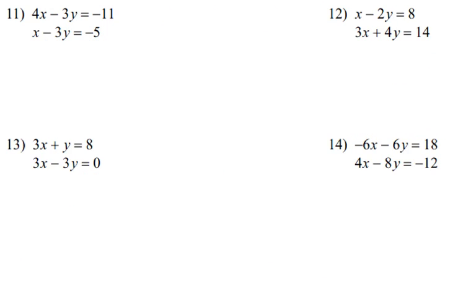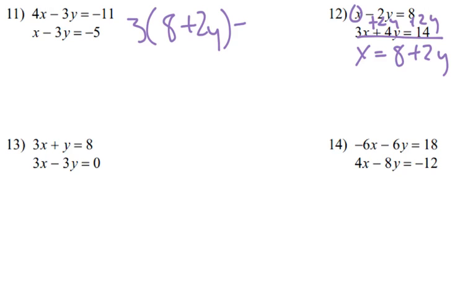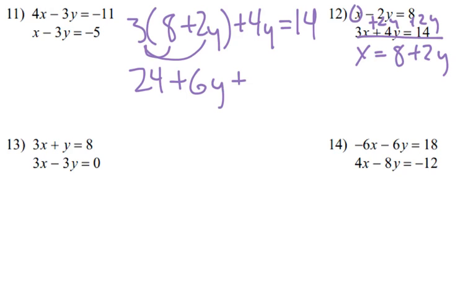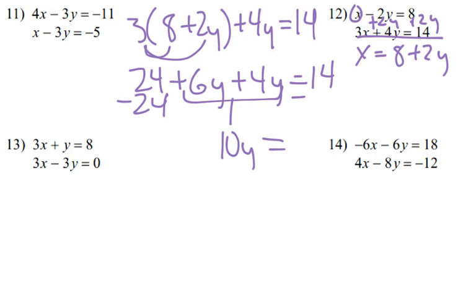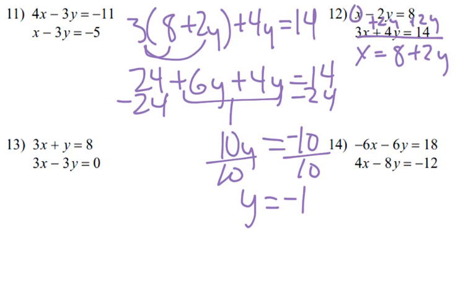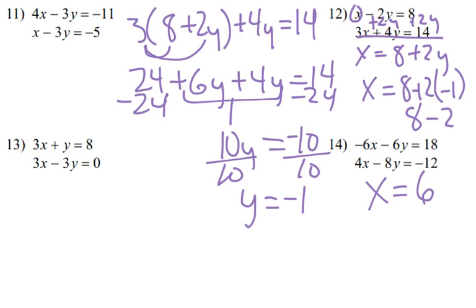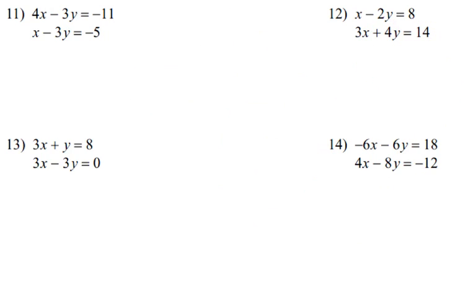Alright, so 12, I want to get this x by itself, so I'm going to add 2y to both sides. So I end up with x equals 8 plus 2y. So now I can replace that x in this one with 8 plus 2y. Remember, the whole point is to get it so you only have one type of variable, which then when you simplify, you can actually solve it. That's the whole point here, is to be able to solve for the one variable. And once we've got one variable, it's easy to figure out the other variable. And so we get our answer. Once we've got the two variables, we've got our point, we write down our answer, and we're good to go. Alright.